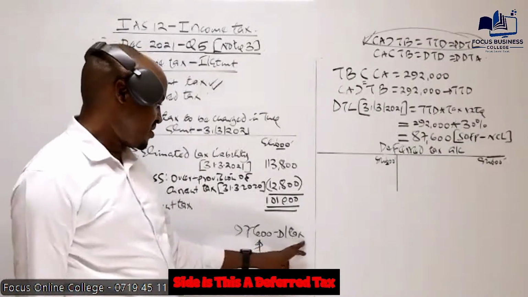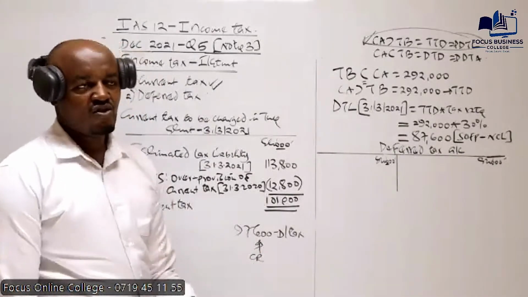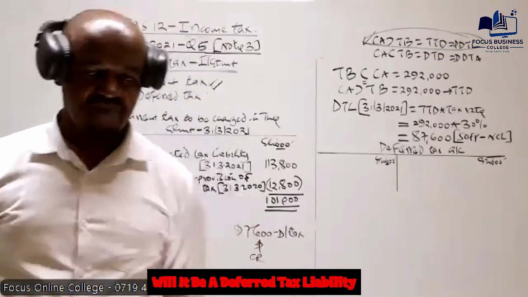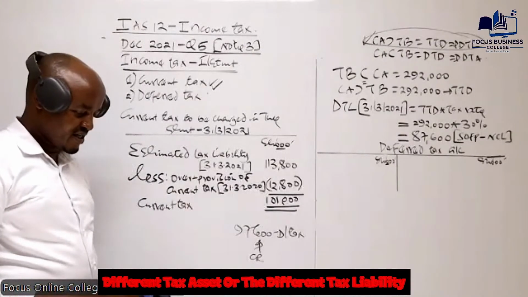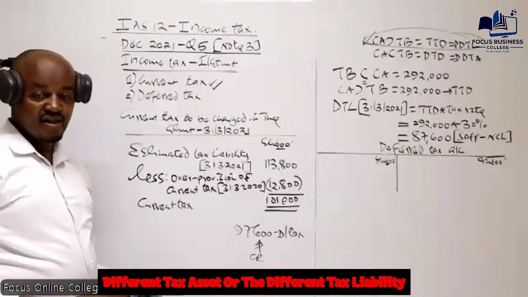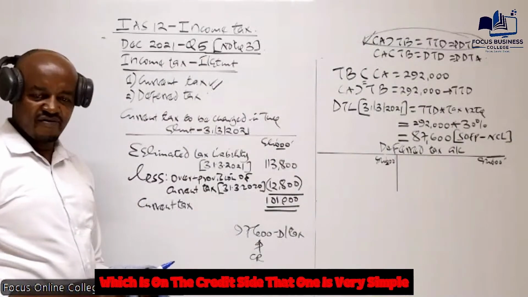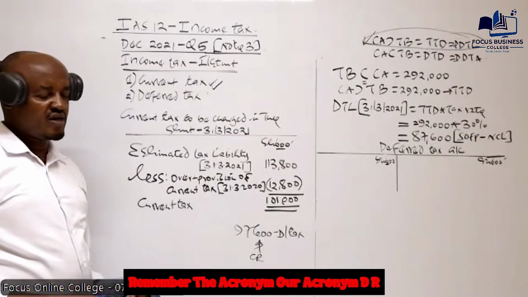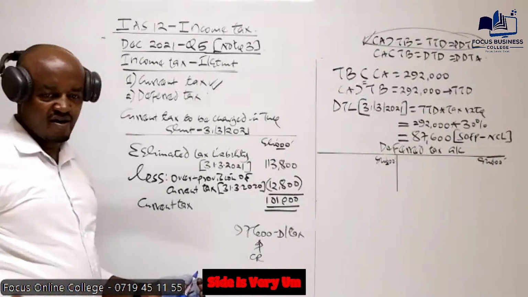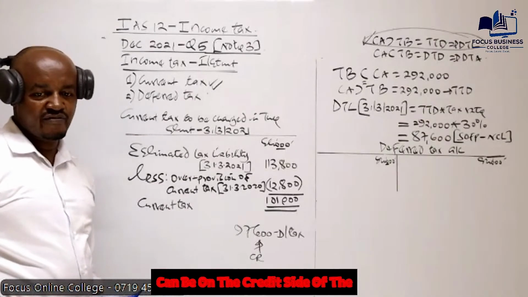Is this a deferred tax asset or a deferred tax liability? Because it can either be a deferred tax asset or a deferred tax liability. This particular amount is on the credit side, and that one is very simple. Remember our acronym DIRA. If you're given an item on the credit side, you know it is a liability. There is no way an asset can be on the credit side of the trial balance.